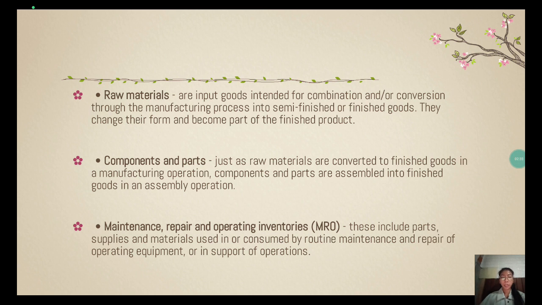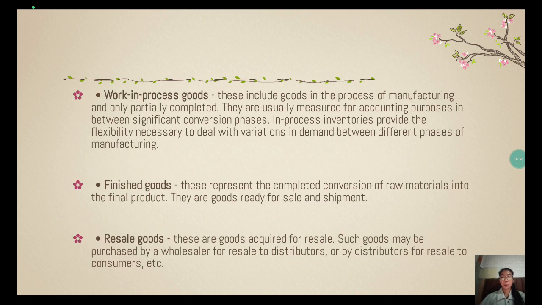Maintenance, repair, and operating inventories, MRO, are items used in support of general operations and maintenance, such as office supplies, electrical parts and supplies, and janitorial supplies. Work in process goods represents partially complete goods. These goods are also referred to as goods in process.